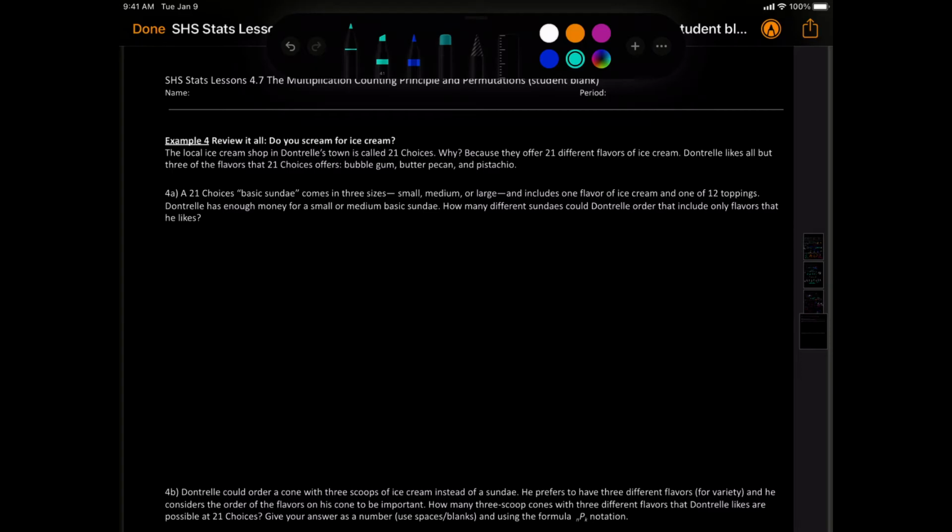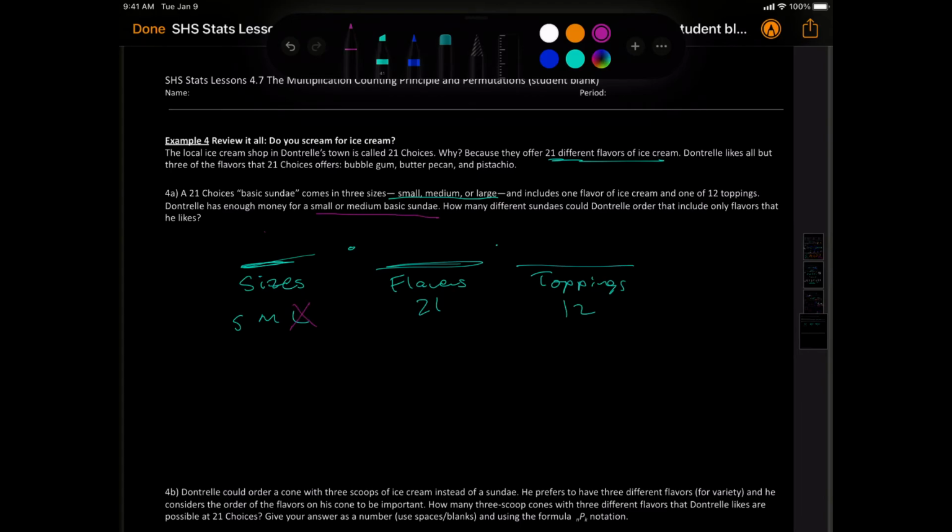Okay, so let's think about the categories here. There are sizes: the small, medium, and large. What's next? Flavors. And they told us there are 21 different flavors. And then toppings, which there are 12. But remember now, he only has enough for a small or medium. So that means no large, which means there's only 2 choices here.